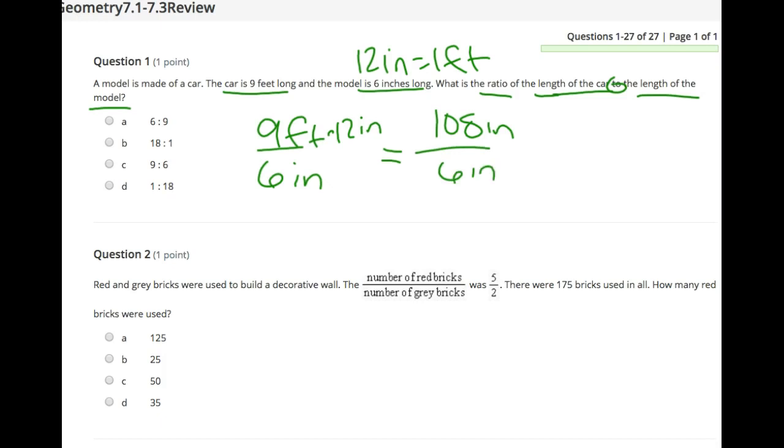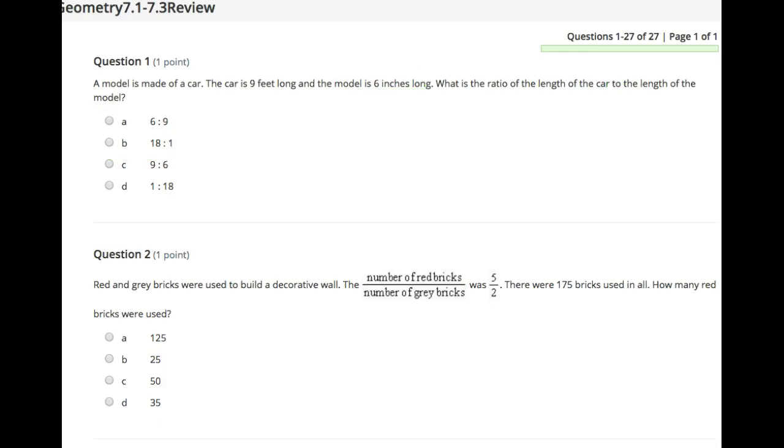Now that the units are the same, I actually cancel them off and I just think about simplifying 108 and 6. A 6 goes into both 108 and 6. It goes into 108 18 times and into 6 once. So this right here is the ratio I'm looking for. Now the ratios here are given in colon format, so I want to find one that's in that exact order of 18 to 1, and I found that right here.